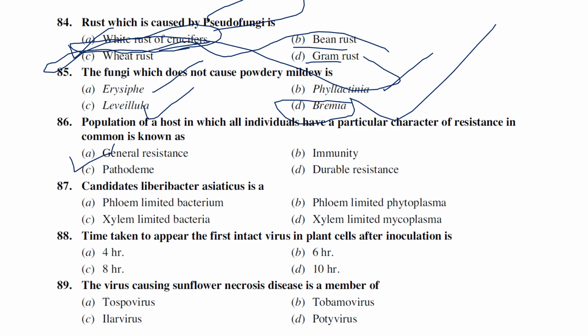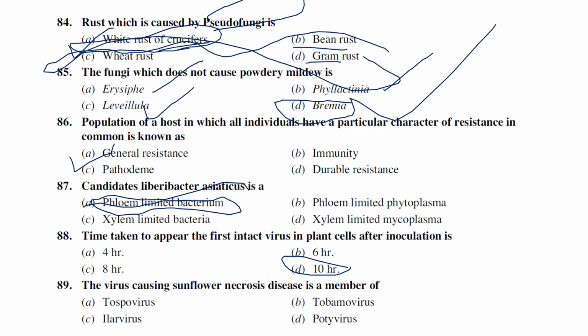This FEB, Fastidious vascular bacteria, which is actually Candidatus liberibacter, is a phloem limited bacterium. Okay. The time taken for the first appearance of a virus in plant cells after inoculation is 10 hours, very simple. So once the virus is inoculated into the plant, how much time after that do the first virion particles appear in the plant?